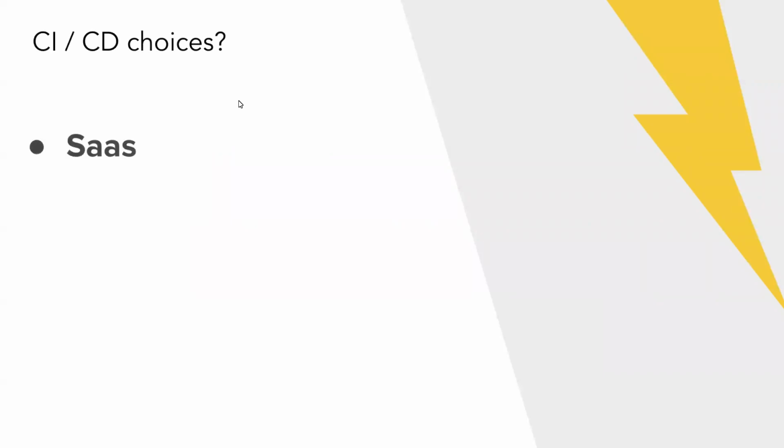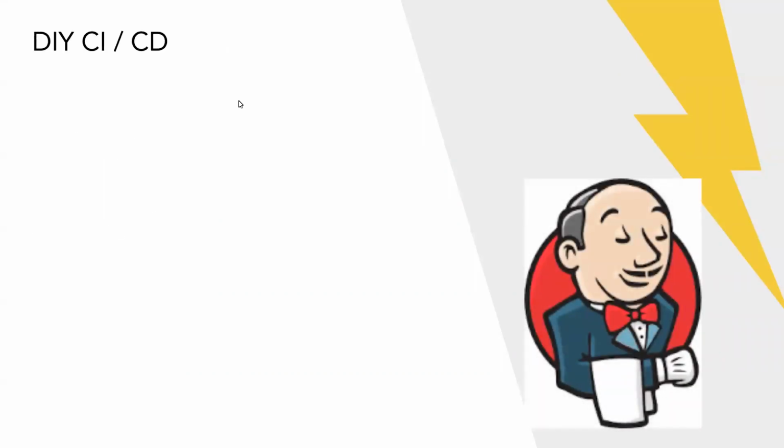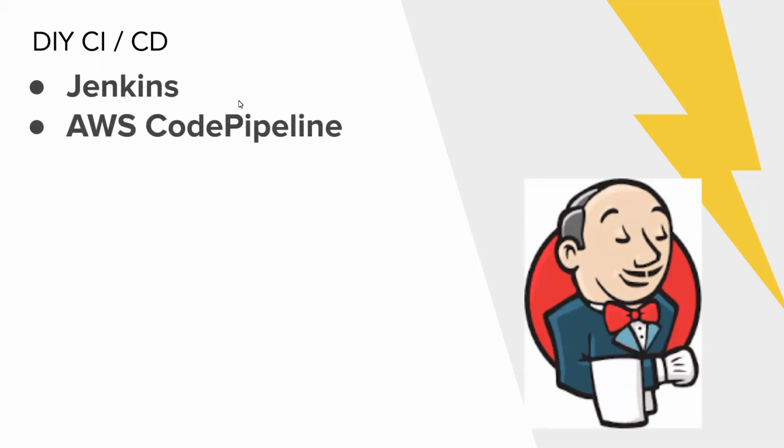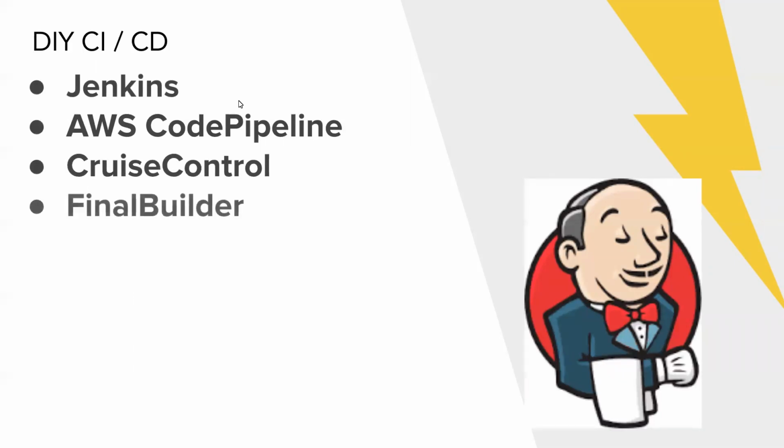So for CI/CD, what are the choices? There are two main choices that you could have: software as a service CI/CD and do-it-yourself CI/CD. So for DIY or do it yourself CI/CD, you could use the most popular one, Jenkins. If you do have a lot of time to set that up, that's the most popular one. Also the AWS CodePipeline, version control, and many more.